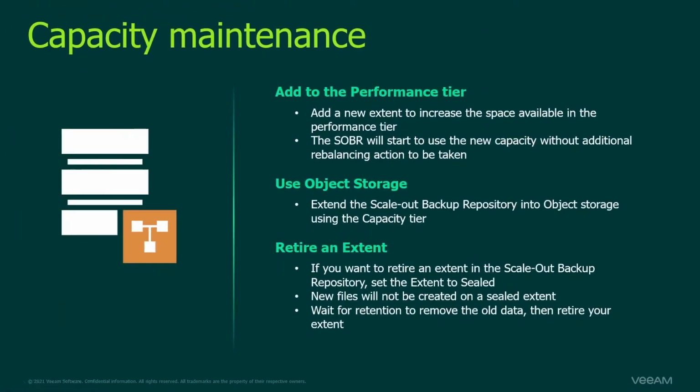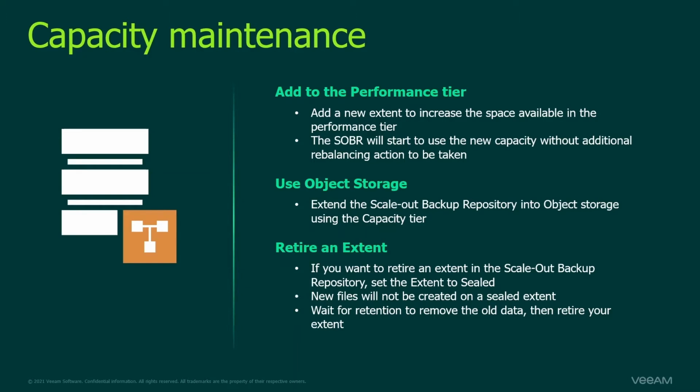What are other advantages of the scale-out backup repository? That is, we are able to add extents while we grow. So with each new extent, you increase the space available in the performance tier. And when you add a new extent, we will automatically start using that new capacity without additional rebalancing of the data. So if your extents are running quite full, just add an extra extent and we start rebalancing and new jobs on the new extent.